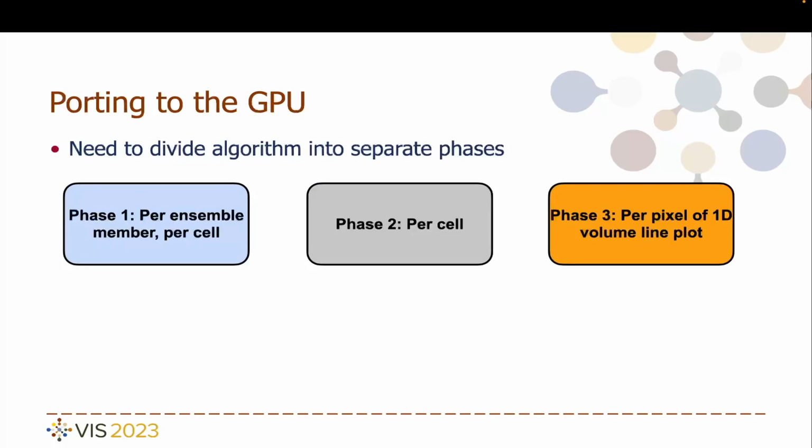For that, we divided the algorithm into 3 phases. The first phase operates on each ensemble member and on each cell.